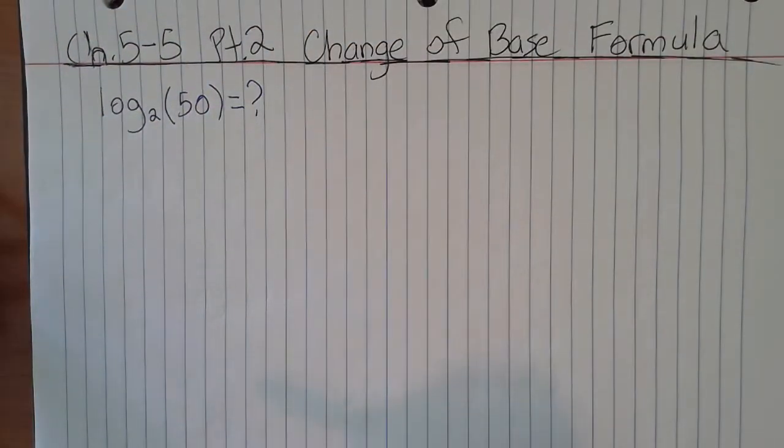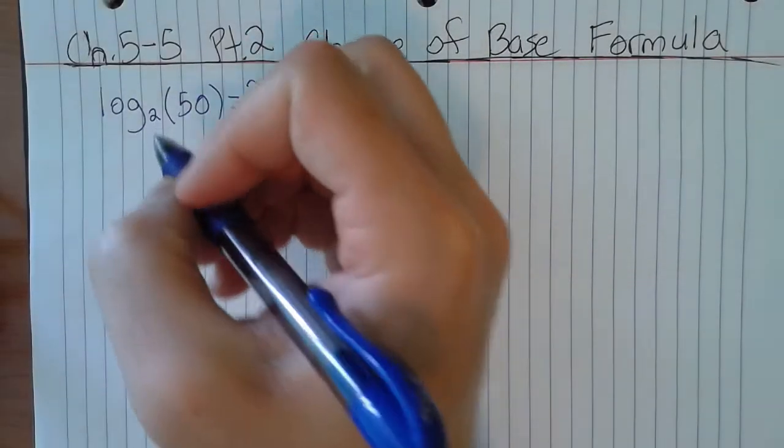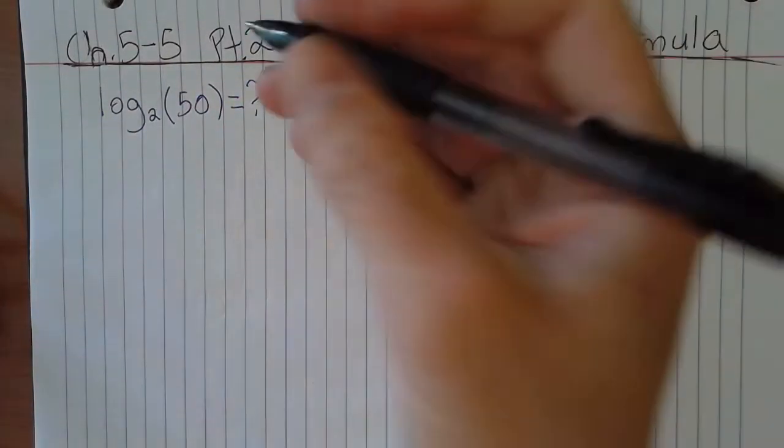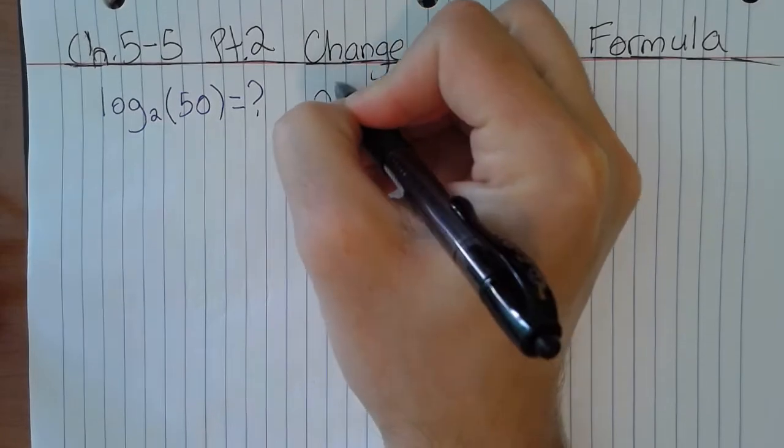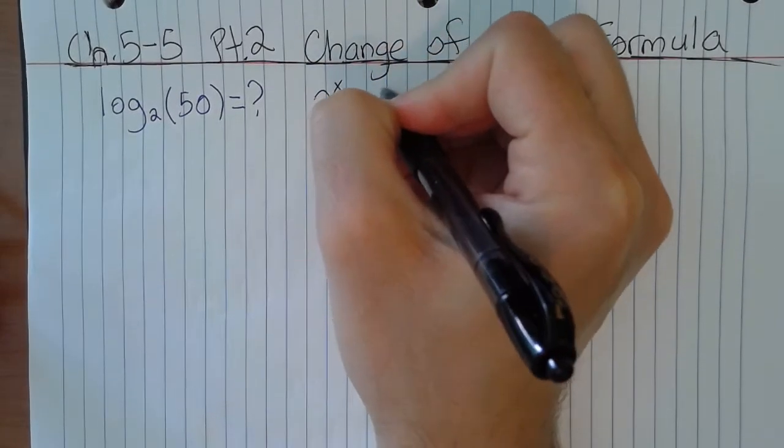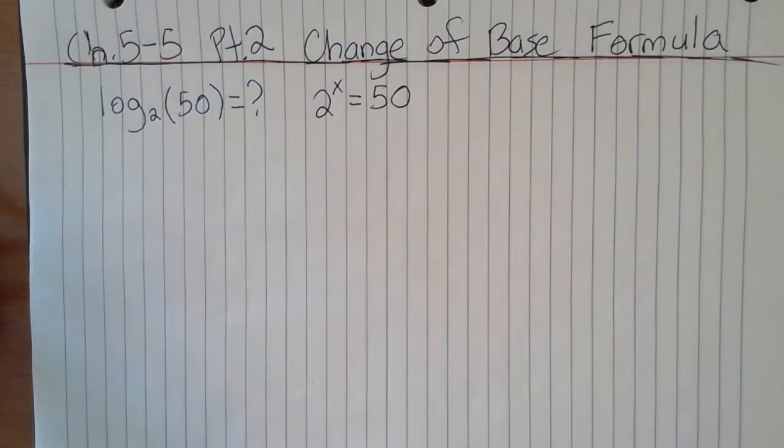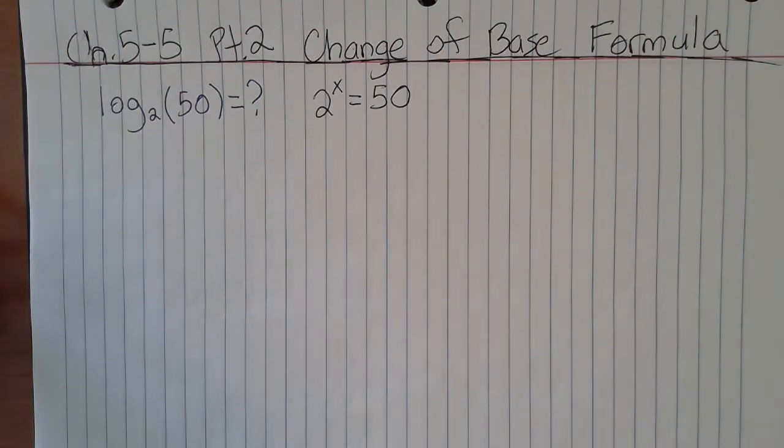So we could make it into an exponential form. That would look something like 2 to an unknown x would be equal to 50. Now, if we think about the powers that you can raise 2 to, 2 to the 5th is 32. 2 to the 6th is 64. 50 is right in the middle of those two. So we know our answer should be somewhere between 5 and 6, but that is as specific as we can get.